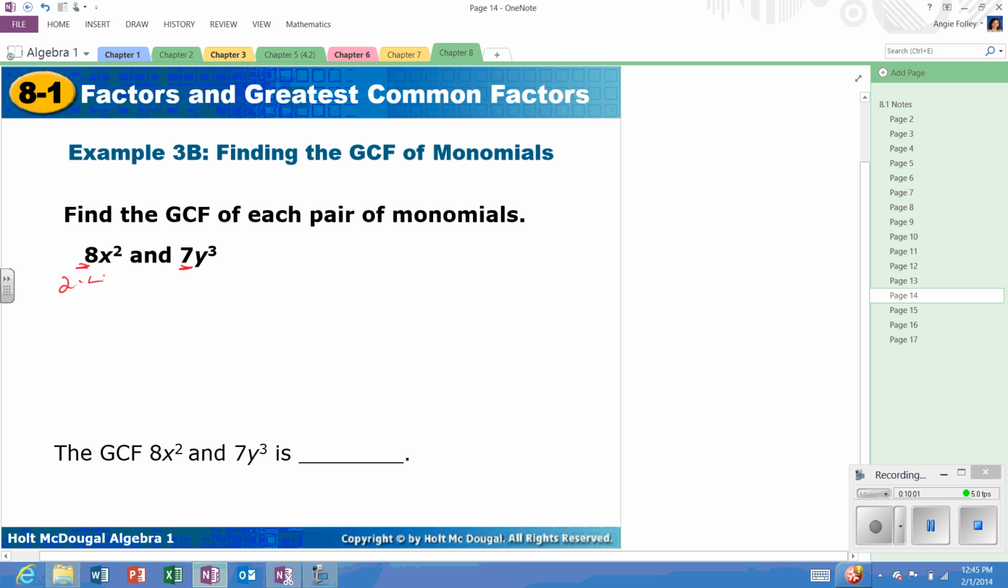So for this next one, looking at 8 and 7, I know that 8 can be broken down into 2 and 4, which 4 can be broken down into 2 and 2. 7 can be broken up into 7 and 1. So our greatest common factor for the coefficient part is just 1. That's the only thing in common. 1 is the only number that goes into 8 and 7. And then looking at the variables, they're not even the same variable, so you can't use a common factor of the variable since it's an x and a y. So there's no common variable. So the only thing that is the greatest common factor of 8x squared and 7y to the third is 1.